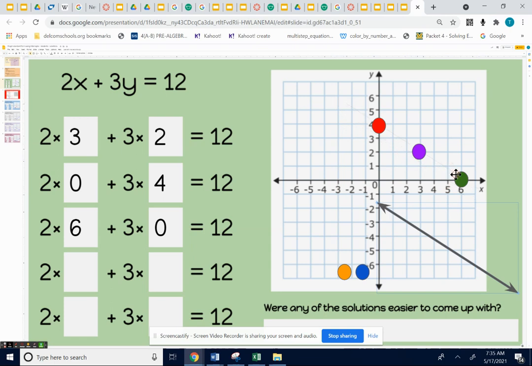So I could just draw a line through those points. And what we're going to kind of focus on: you only need 2 points to have the line. You only have to have 2 points.